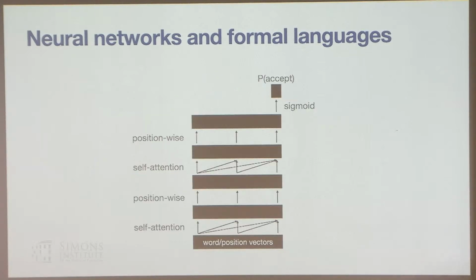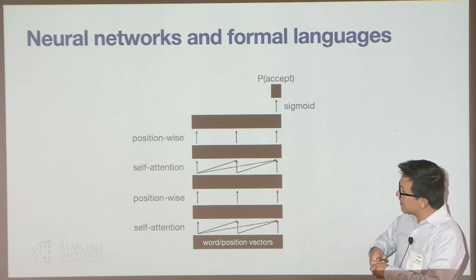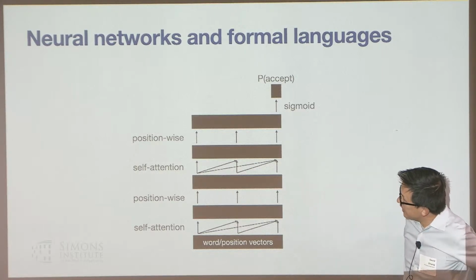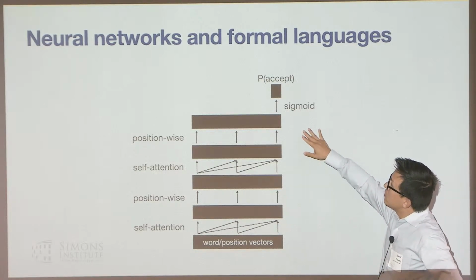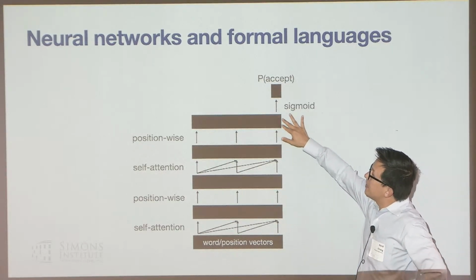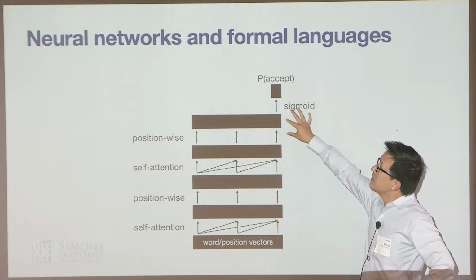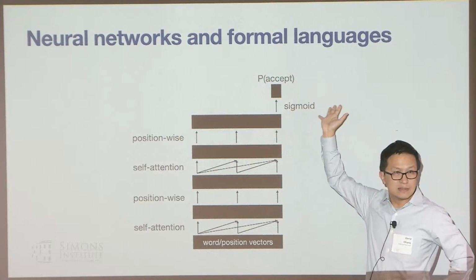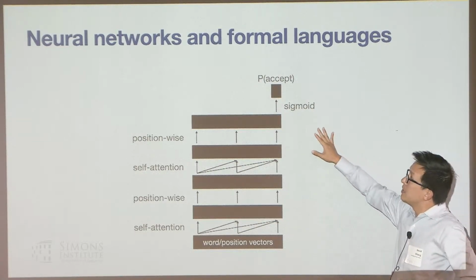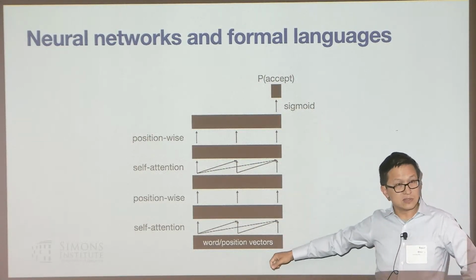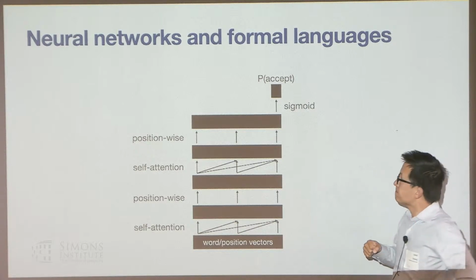So let me say a little bit about what setting we're working in. I don't need to explain to you how a transformer works, but I'm assuming throughout this talk we have a single stack of layers. At the last position of the last layer, we project down to a single scalar and test whether it's positive or negative, or put a sigmoid on it and test whether it's greater than half or not, and that will determine whether or not the transformer is considered to accept or reject the input string.